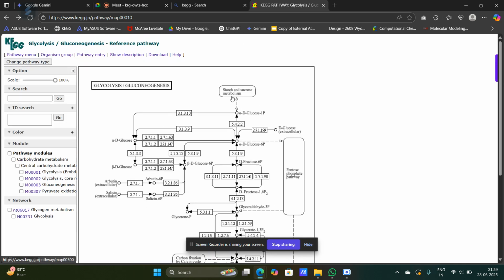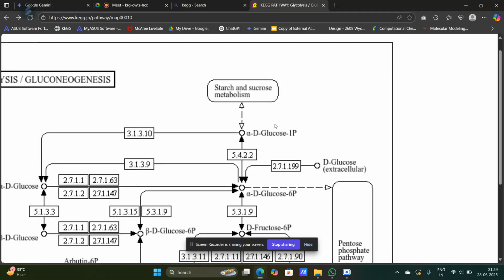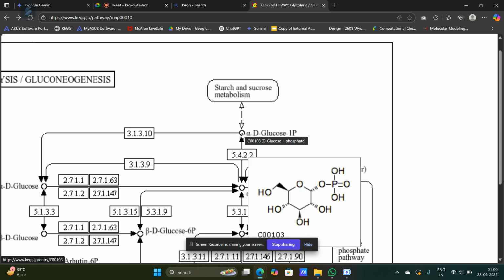Now, as you can see, whatever the substrates or chemical compounds are, they are named here. It is clearly written alpha D glucose 1P. If you can see my cursor, just left of that, there is a circular dot. If you click on that, you can see the structure of alpha D glucose 1P.